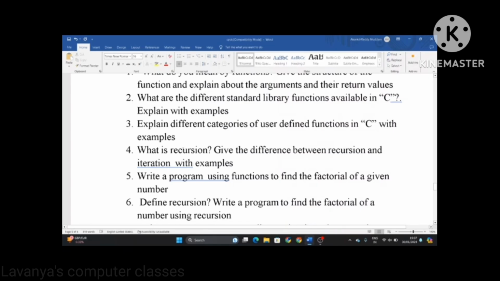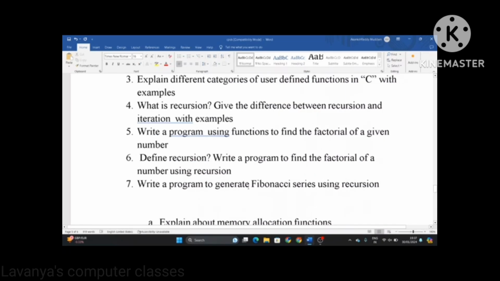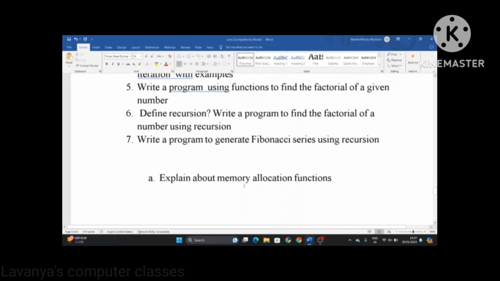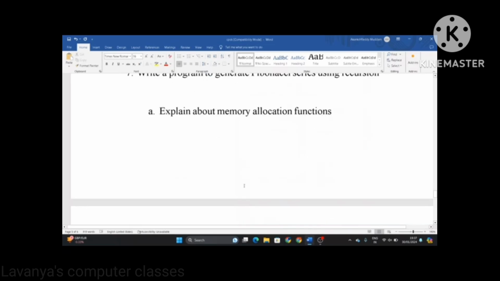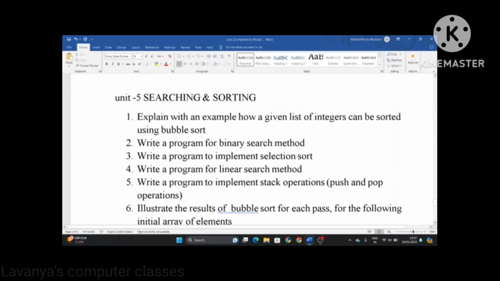Recursion is very, very important. Write a program using functions to find the factorial of a given number. Similarly, define recursion. Write the program for factorial of a given number using recursion. Write a program to generate Fibonacci series. That means for recursion, you have to learn these two programs. Fibonacci series, factorial and GCD also. Explain about memory allocation functions. Very, very important questions. Next, last question is searching and sorting.